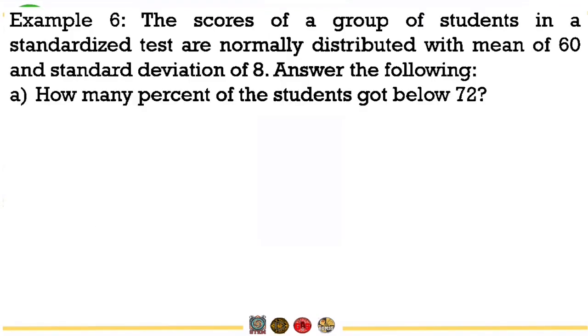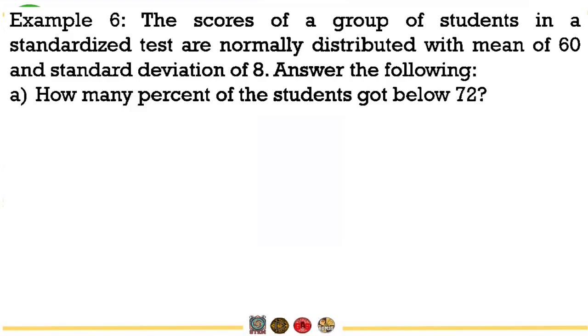Okay, so for this example, the scores of a group of students in a standardized test are normally distributed with a mean of 60 and standard deviation of 8. Answer the following. How many percent of the students got below 72? In dealing with this type of questions, below, above, in between, we will use notations. And first, we will solve for the z-value.